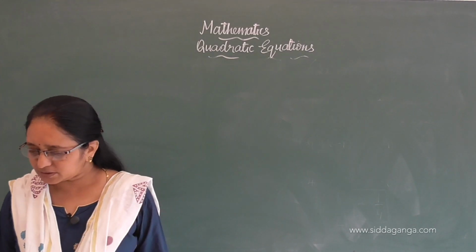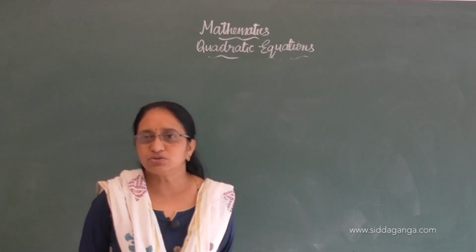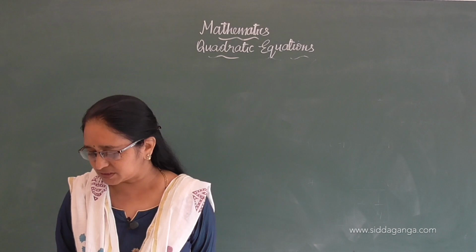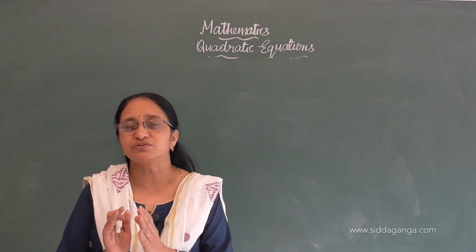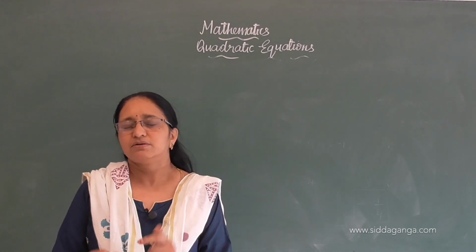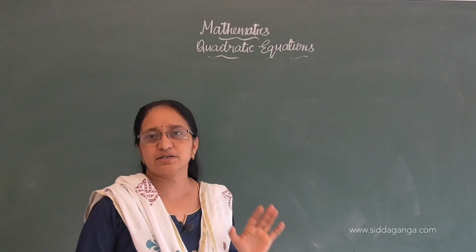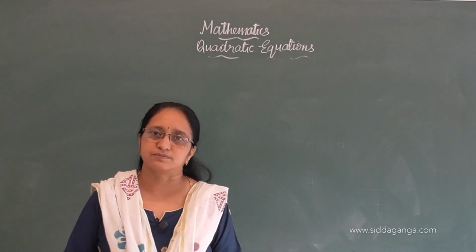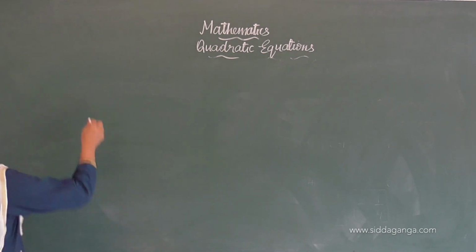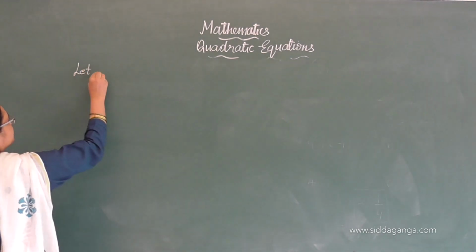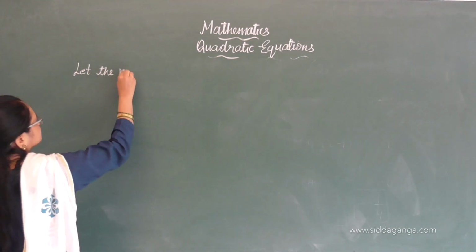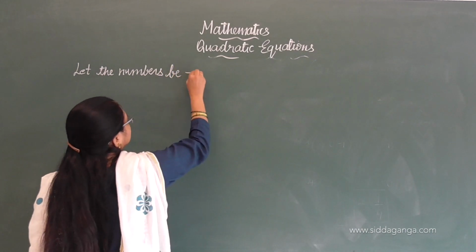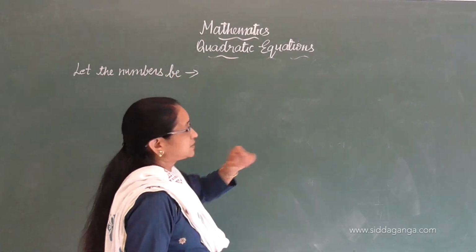So what are the numbers? How to take the numbers, that is very, very important. They have given just the sum of the two is 27. With this clue you can write the equations, and also the product they have given, that is 182. So how to start? Let us start like this. Let the numbers be. See here, I will tell you one thing.